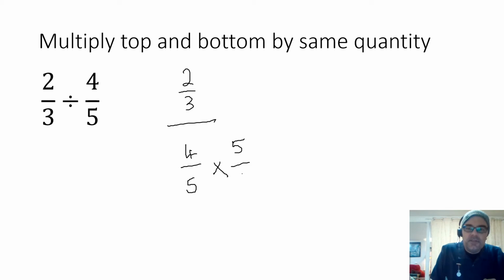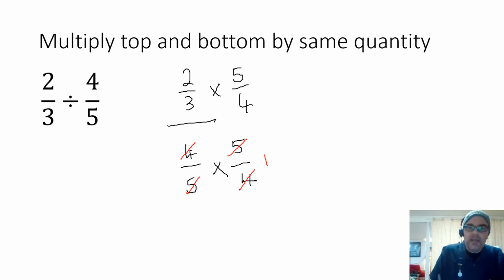5 over 4. The reciprocal of 4 over 5 is 5 over 4. However, I can't just introduce a number like that. I've done it to the denominator, so I need to do exactly the same thing to the numerator. And let's have a look at the bottom. The fraction is still equal. So the bottom is 4 and 4 are cancelled, 5 and 5 have been cancelled as well. So that just leaves us with 1. What that means is our final answer is 2/3 times 5 over 4.